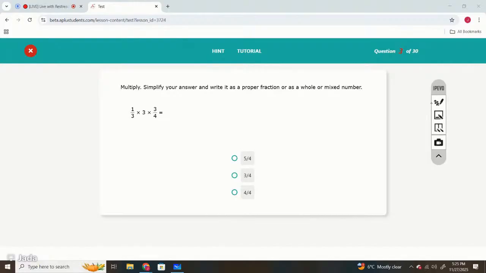1 by 3 times 3 by 4. So 3 and 3 cancel out, so we are left with 3 by 4. That is 3 by 4. Option number 2 is the correct option.